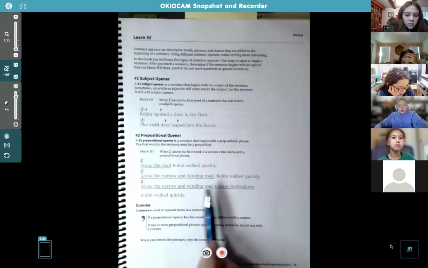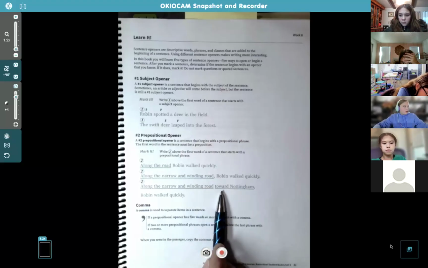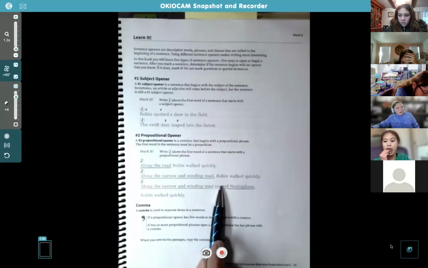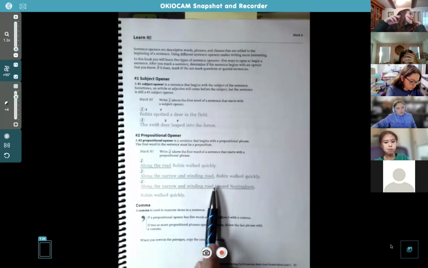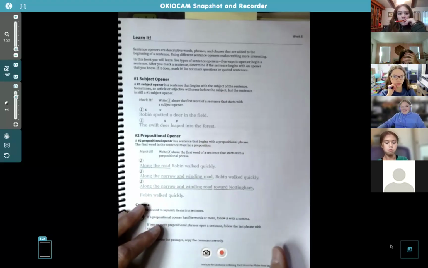And here we have an example of two in a row. Along the narrow and winding road toward Nottingham. So along and toward are prepositions. You've got two in a row, so you need a comma after that. Any questions about that page, these two different openers here?